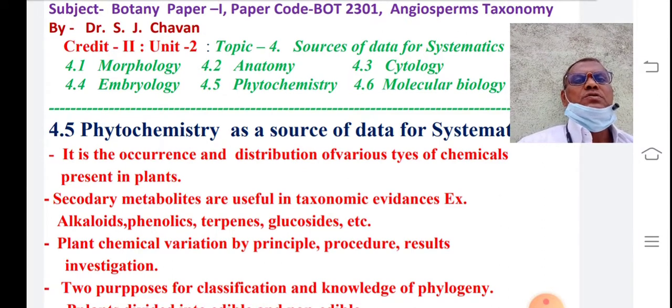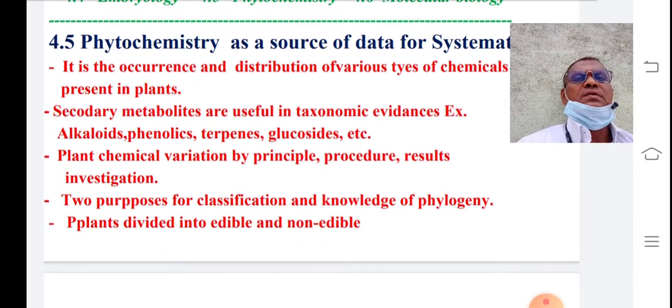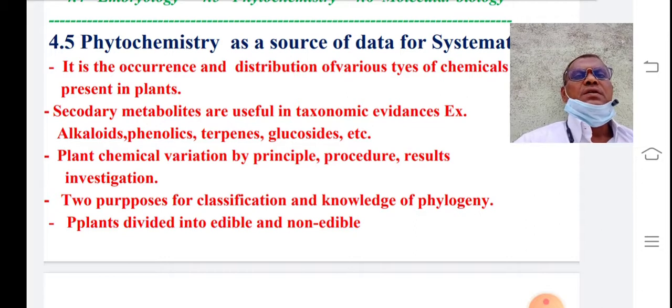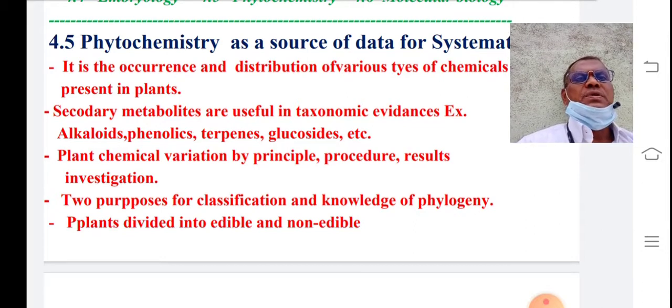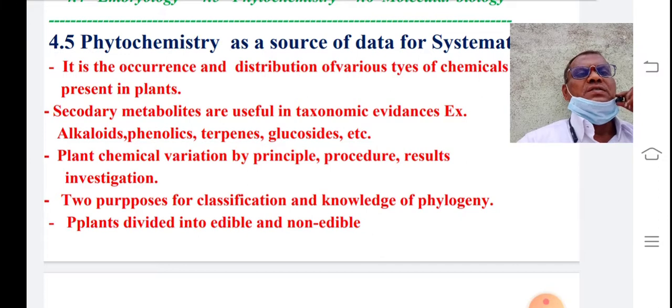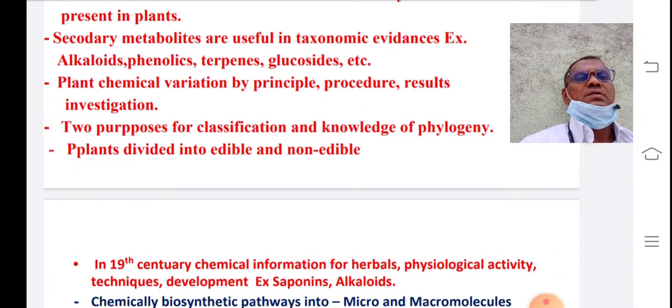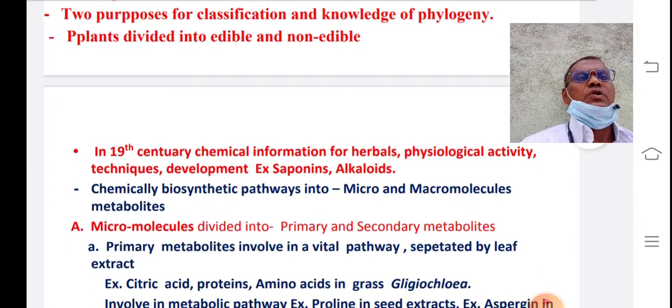So therefore it is to be considered by the principle, the procedure, result, and the investigation. From each plant it carries the weightage. There are two purposes: classification and the knowledge of the phylogeny. So what is phylogeny? Already we have seen the similarities and the differences. So therefore for classification this chemical nature is very important.